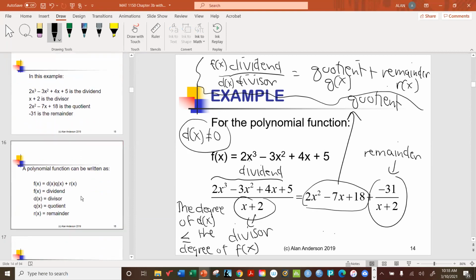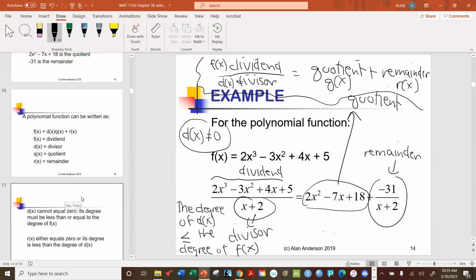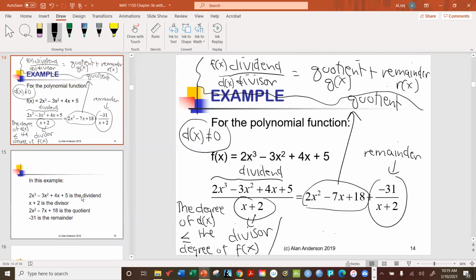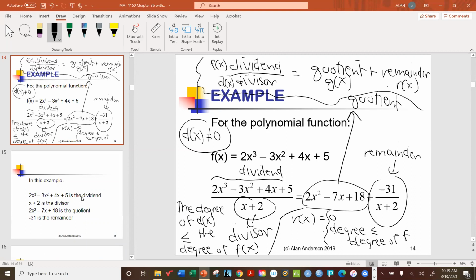And the other restriction we have here is on the remainder. R of x can either be 0 or the degree is less than the degree of d of x. Okay, so those are the constraints, but we don't have to memorize that. It should be pretty straightforward to see that.